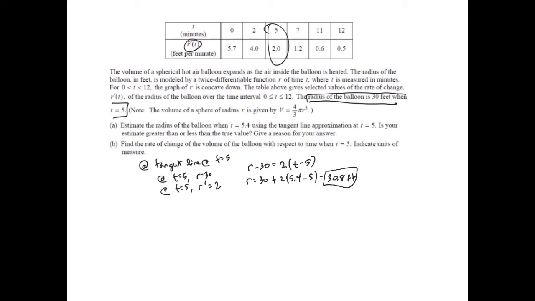Then the problem says, is your estimate greater or less than the true value? Well, remember, tangent lines are greater or less than depending on concavity. If it's concave down, the tangent line's above. If it's concave up, the tangent line is below. So you're told in the problem that the graph is concave down. That means whatever tangent line we've drawn is going to be above the graph, and therefore it overestimates. It's greater than. And that's because the graph is concave down.